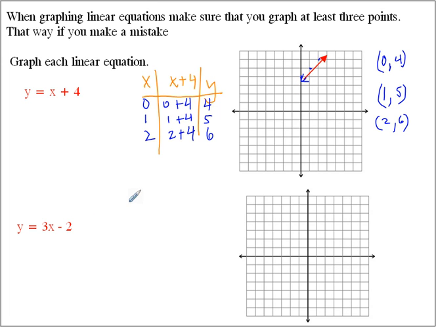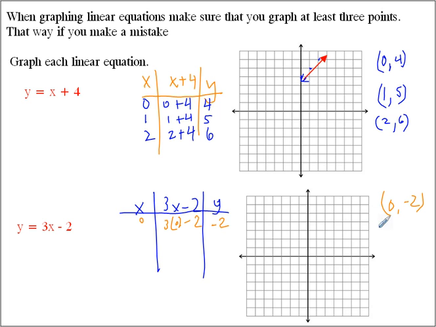So same sort of exact thing here. All we're going to do is x, 3x minus 2, and then y. When I do that, x is 0. I got 3 times 0 minus 2. This is going to be minus 2. So one of the ordered pairs I'm going to use is (0, -2). 0 over, 2 down.